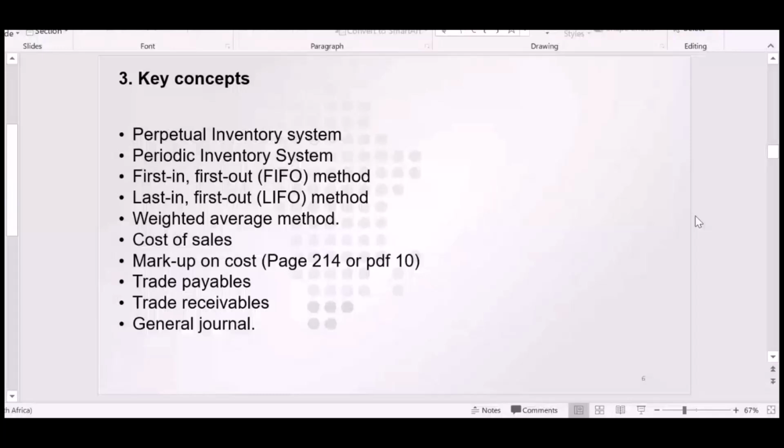Thank you for that, Mbali. So it's the periodic inventory system. Yes. Okay, and the cost of sales, and the general journal. Yes. So the markup on cost, you do understand what it is? No, oh, but you didn't mention it. I didn't see it, sorry. From perpetual inventory system up until general journal. Okay, noted.